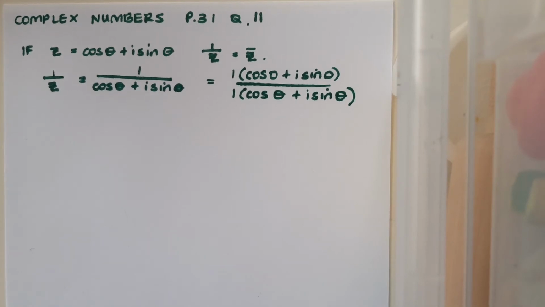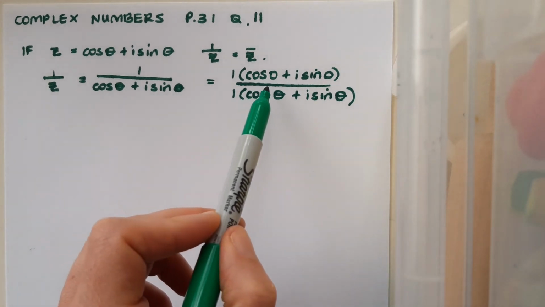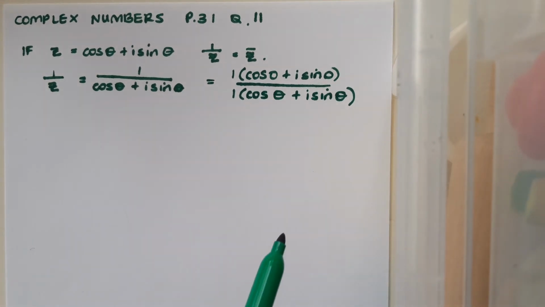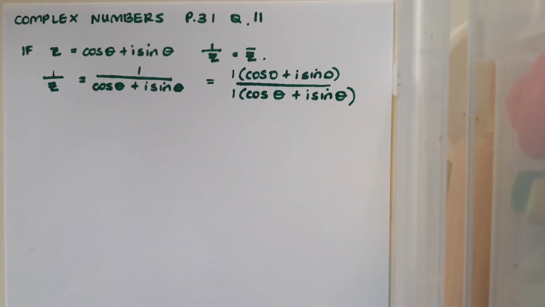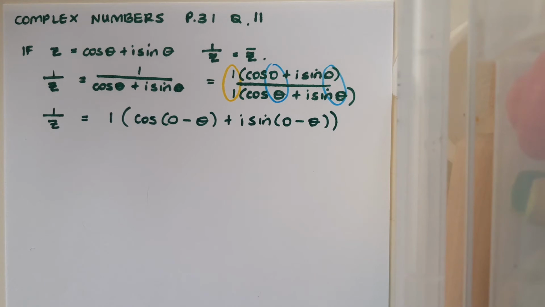So 1 plus 0i, which is just written as 1 here, can be written in polar form as 1 cos 0 plus i sine 0. And you'll notice in the denominator I've just put in my modulus in front for completeness. And now I want to use the rule for dividing complex numbers in polar form. So I divide the modulus and then I subtract the angles. So how is that going to look? The modulus is just going to be 1. And when I subtract the angles, it's cos 0 minus theta plus i sine 0 minus theta.